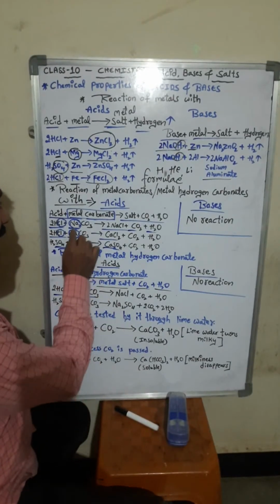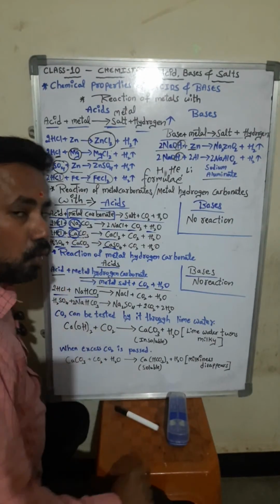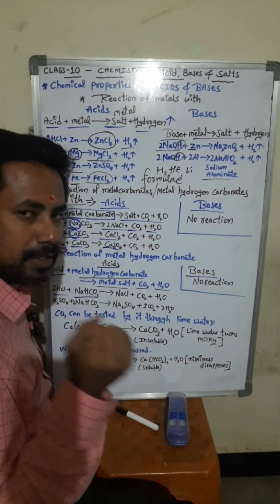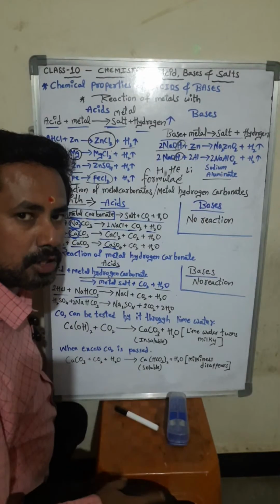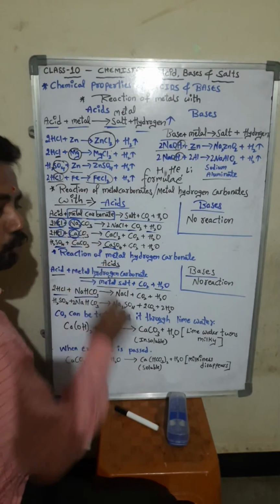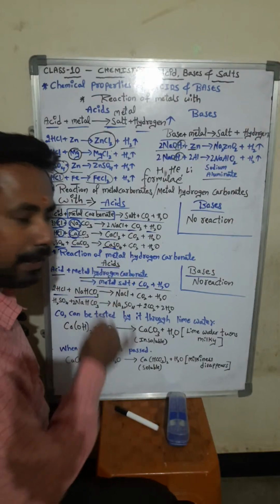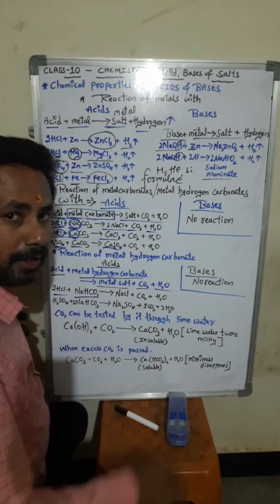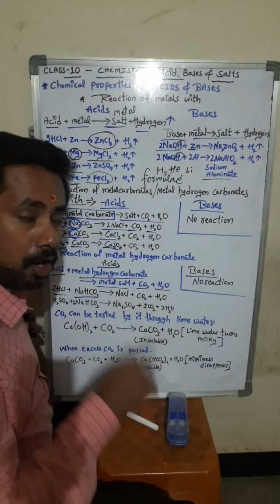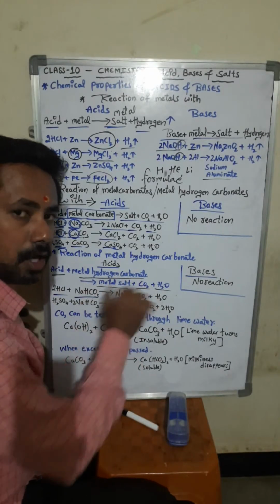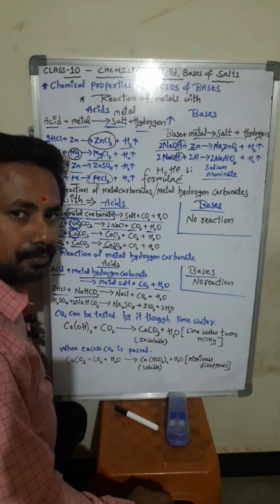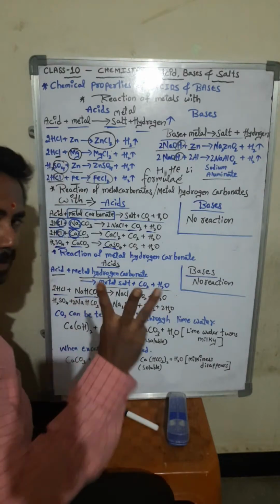So Na2CO3 is there, na? It is washing soda, which is used in detergents for washing clothes. Washing soda, Na2CO3, sodium carbonate. NaHCO3, sodium bicarbonate or sodium hydrogen carbonate. Baking soda. Two names are there.